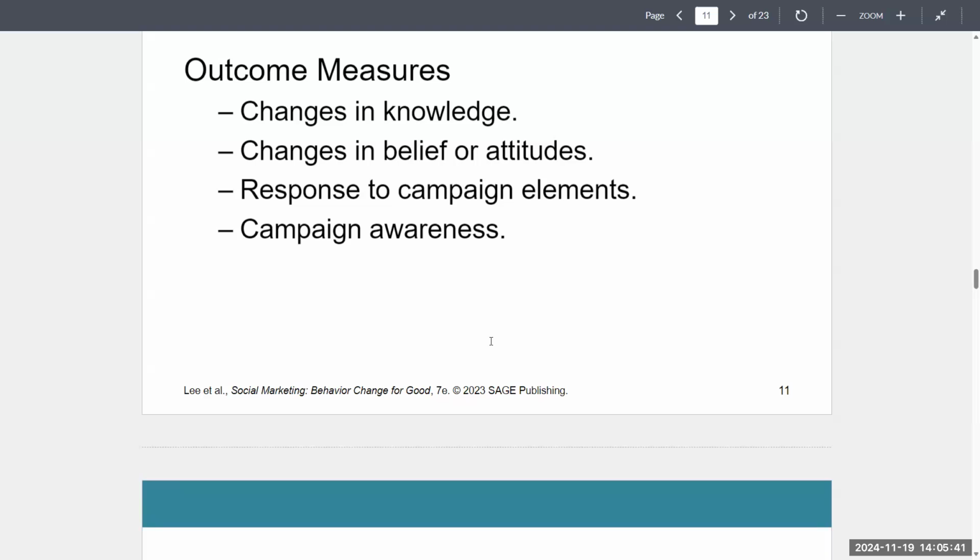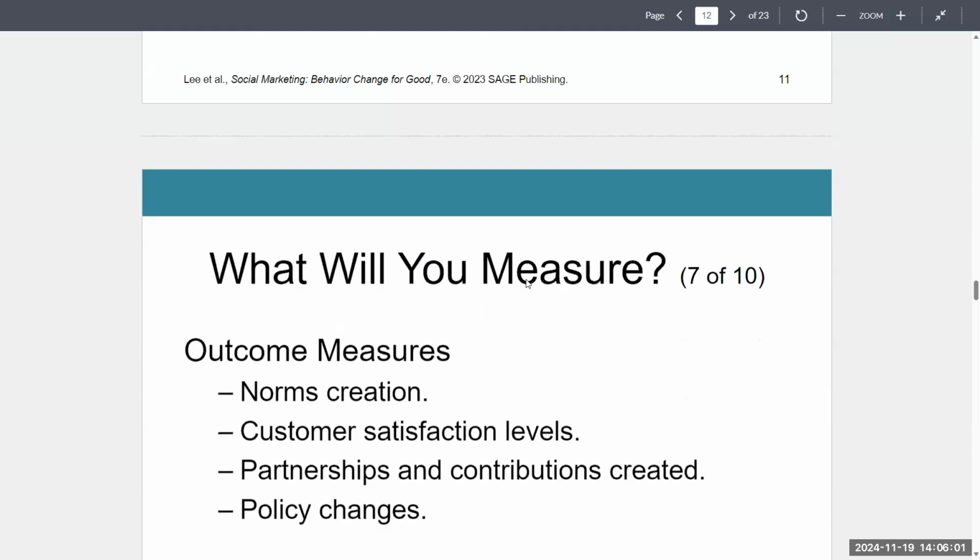How are they responding to certain elements in the campaign? Are there certain parts that are resonating? And that is all part of the outcome. And then also you're looking for campaign awareness as well. Did this campaign do what it was supposed to do in terms of raising awareness?